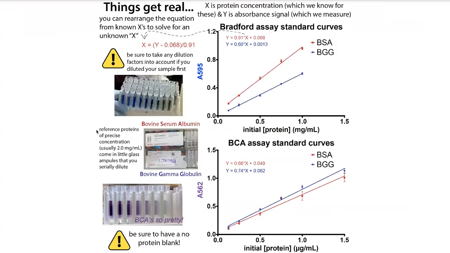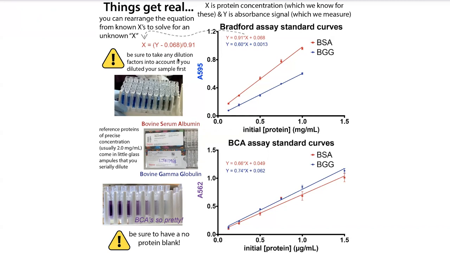And so in this example, what we'd be doing is we'd make a serial dilution of our known protein. So this would be a BSA or BGG protein. We then plot this out and we get an equation. In this case, for example, we have x equals (y minus 0.068) divided by 0.91. And now we're trying to find, in this case, we have y equals 0.91x plus 0.068. And what we're trying to find is x.